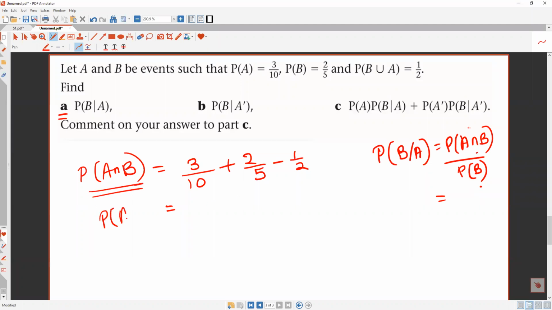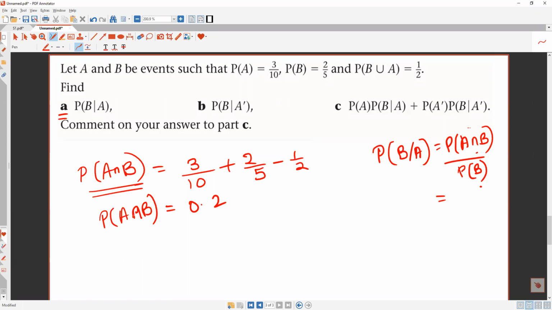Okay. So the probability of A intersection B is 3 by 10 plus 2 by 5, minus 0.5. I'm getting 0.2 as A intersection B. Let me try again, by the way. 3 by 10 plus 2 by 5 minus 0.5. It's coming 0.2.